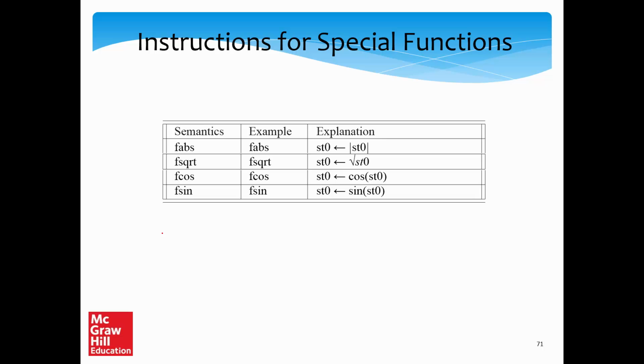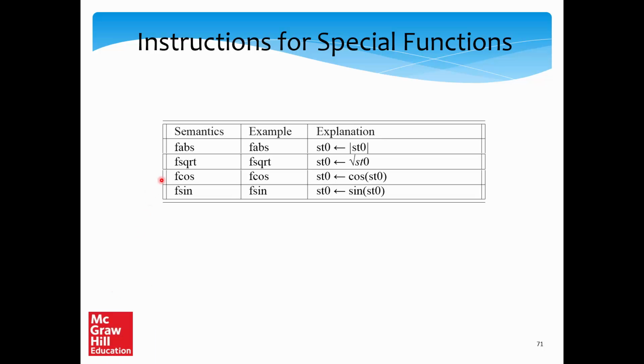Now let's take a look at instructions for some special functions. So basically, what is the advantage of having a CISC instruction set? Unless these special functions are supported. There are many more special functions which readers can find in Intel's manual. But some of the most commonly used are FABS for an absolute value, and FSQRT that computes the square root of ST0 and saves it in ST0. Then cos and sine.